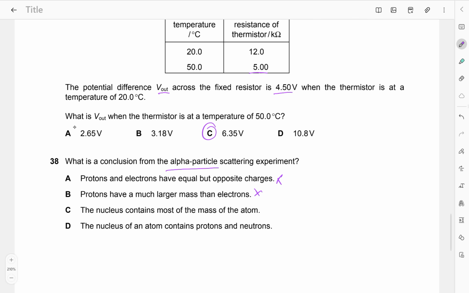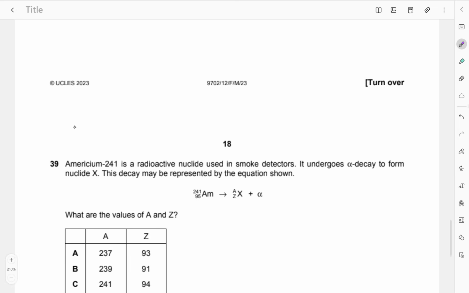The nucleus contains most of the mass of the atom. Yes, very true, because most of the atom is entirely empty space, and most of the mass is concentrated in a small positively charged nucleus. So our answer is going to be C.